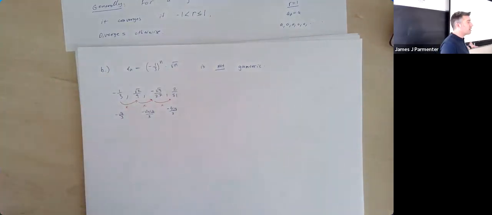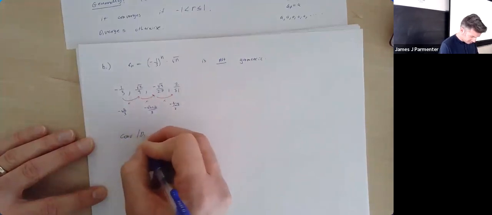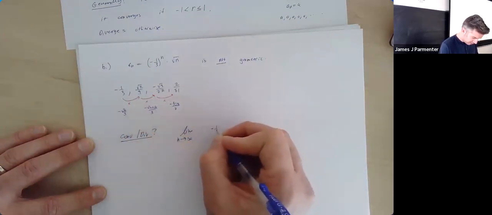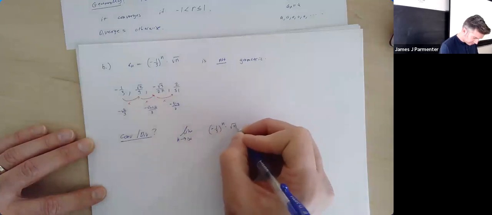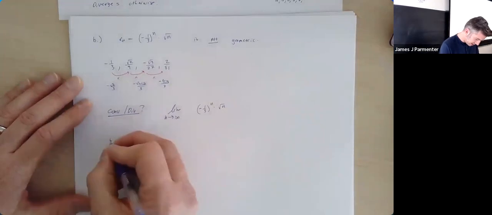That said, we can still think about whether it converges or diverges. So does the sequence converge or diverge? Let's find out. We're going to take the limit as n goes to infinity of negative one third to the n times the square root of n. Now, something I said last time, which I'll repeat: if you have an alternating sequence, the only thing it can converge to is zero if it converges. Otherwise, it's going to diverge. So usually what we do is we look at the non-alternating part and see if it converges to zero or not.